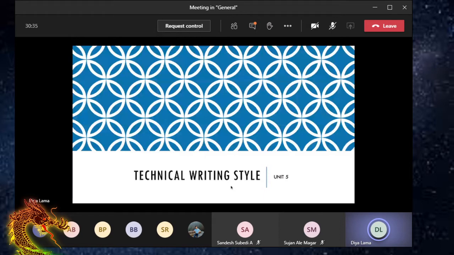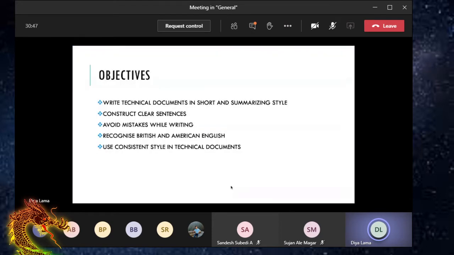From this week, unit 5, we start about the writing style. So तिम्रो style कस्तो हुनु पर्छ तिम्रो लेखाइको style है. So objectives. So what are the objectives of this unit? They are, first, write technical documents in short and summarizing style. So it's always important that your technical writing has to be short and it has to be a summarized type of style.